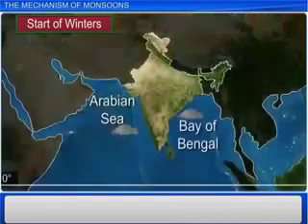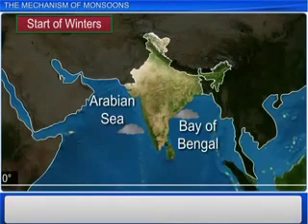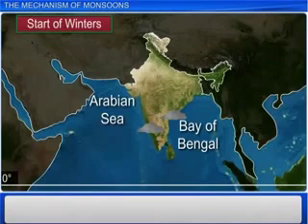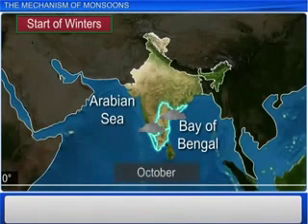The retreating monsoon winds move over the Arabian Sea and the Bay of Bengal and collect moisture on the way. These monsoon winds reach the southern states of India by October and are responsible for a second round of rainfall. These are called the winter monsoons.